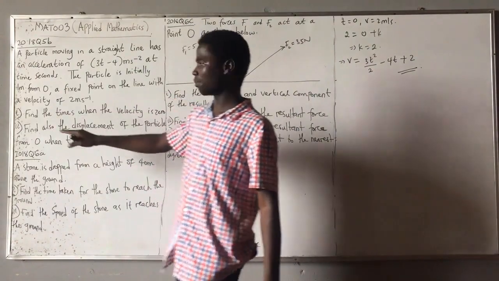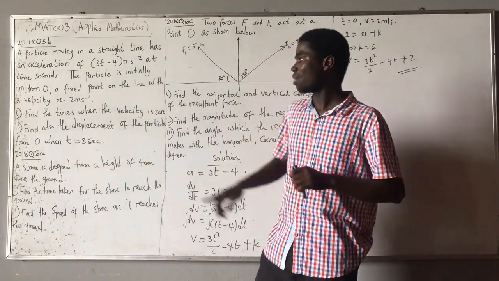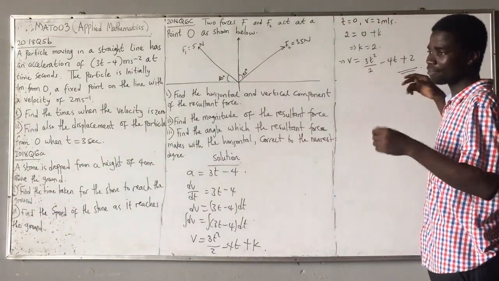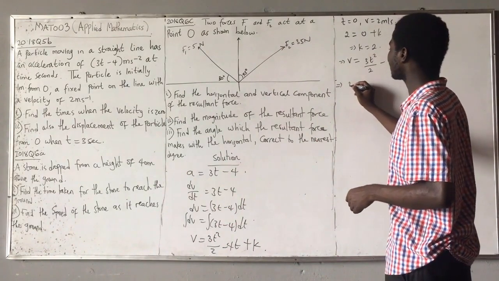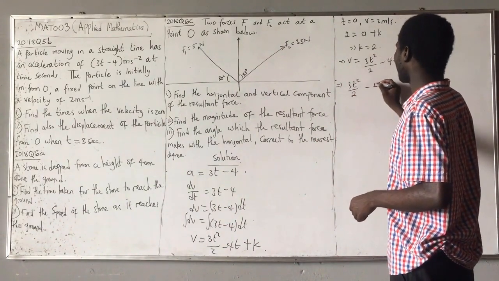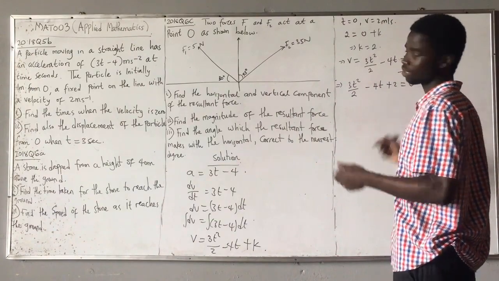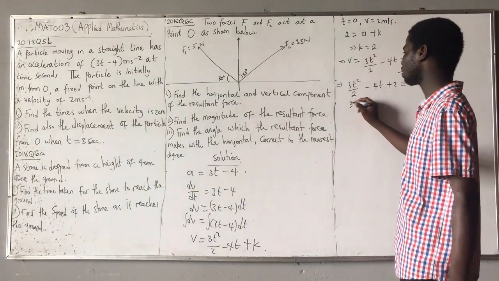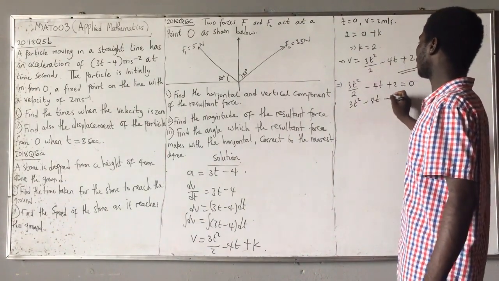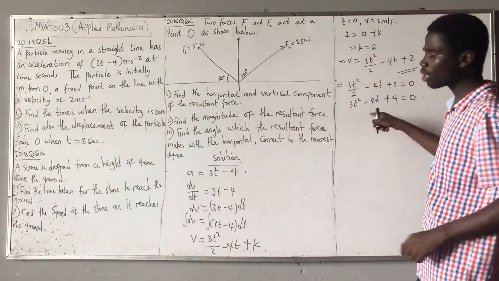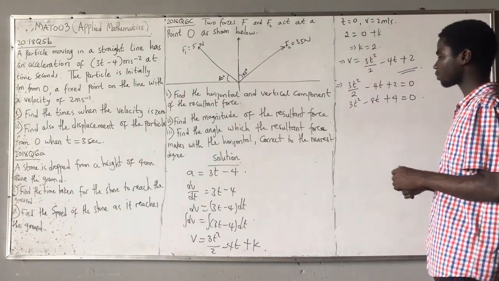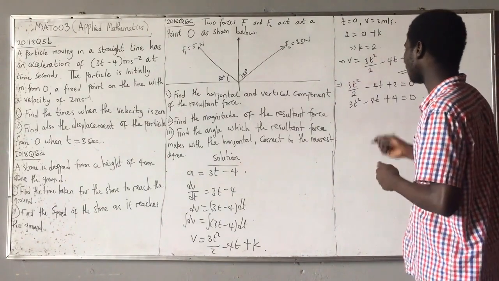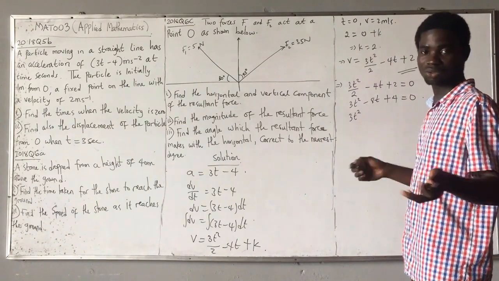Now I just want to answer the question. Find the time when the velocity is 0. So put velocity to 0 and find the time. So it means that 3t squared all over 2 minus 4t plus 2 equals 0, because velocity is 0, so all this must be equal to 0. Multiply through by 2 to clear the fraction, this will be 3t squared minus 8t plus 4 equals 0. So you will solve this quadratic equation and get t. Factorize, or you just use a calculator to find the answer.